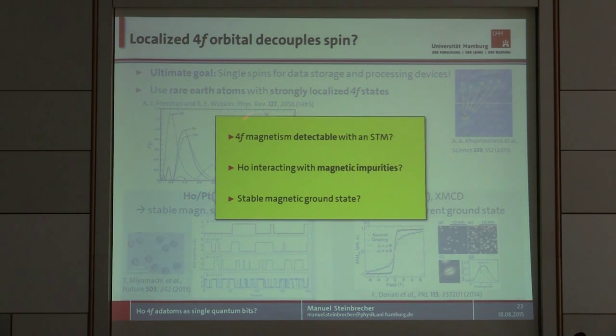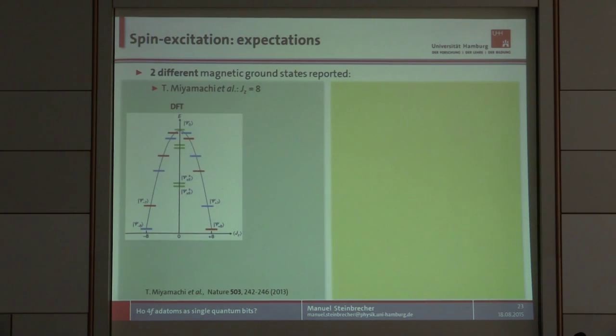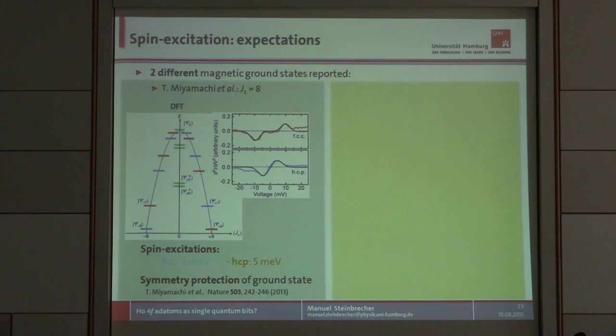So we want to address the question if we can even detect 4f magnetism with an STM, how it interacts with magnetic impurities, and if we can see a stable magnetic ground state. Firstly, as I already said, 2 different ground states have been reported. In the paper of Miyamachi et al., the ground state was derived from DFT calculations with a Jz equals 8, leading to this parabola of states here, and spin excitations have been measured for FCC and HCP of 8 and 5 millielectron volts. This ground state you have seen in the telegraph noise is supposed to be protected by symmetry arguments.